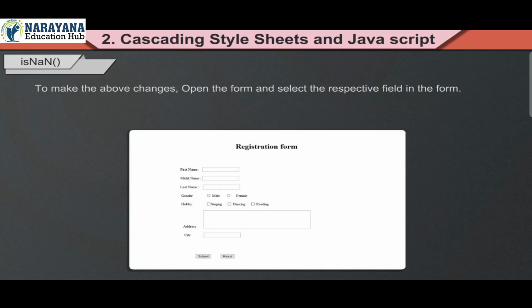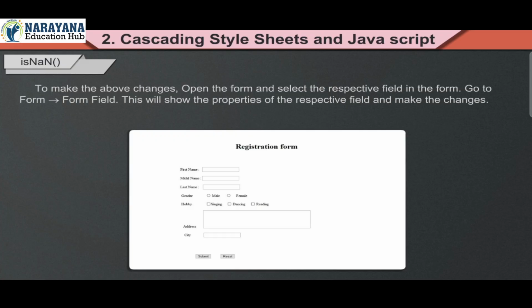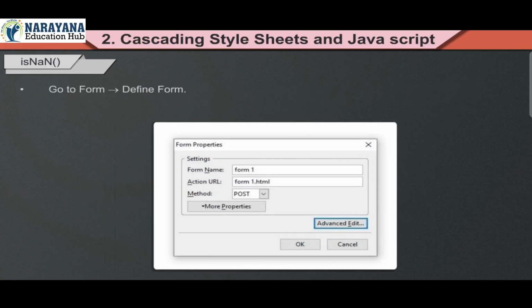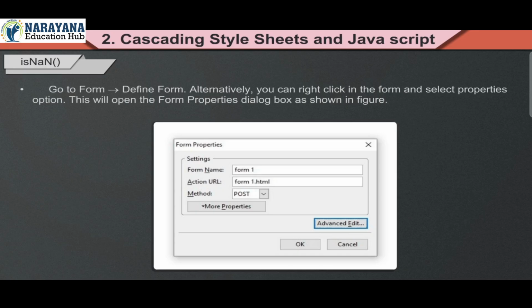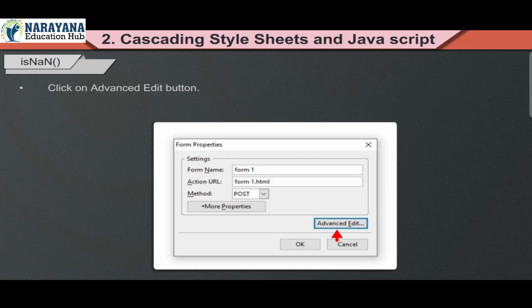To make the above changes, open the form and select the respective field in the form. Go to Form Field. This will show the properties of the respective field, and make the changes. The form after making the changes will look as shown in this figure. Go to Form, Define Form. Alternatively, you can right-click in the form and select the Properties option. This will open the Form Properties dialog box as shown in this figure.